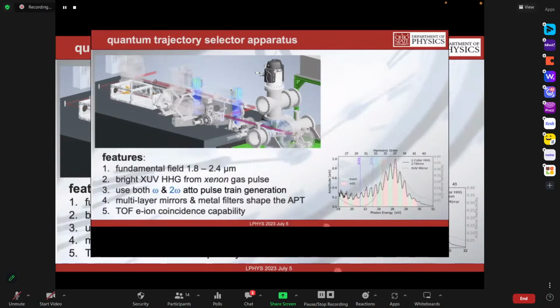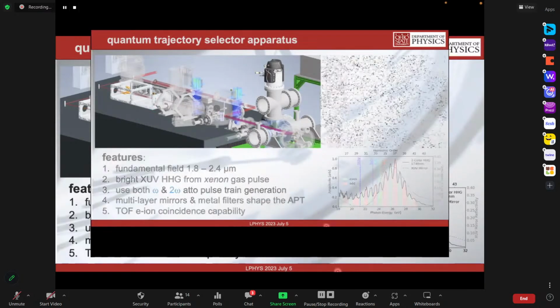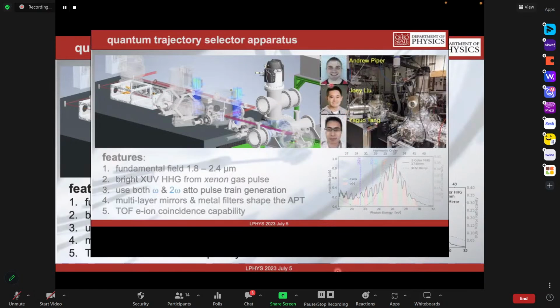So we started these experiments back in 2021, and I'm going to tell you a bit about them. But let me just acknowledge that this apparatus was built by three very competent people: Andrew Piper, a former student; Joey Liu, who is actually graduating in September; and then my postdoc Yaogao Tang, who actually continues these experiments.